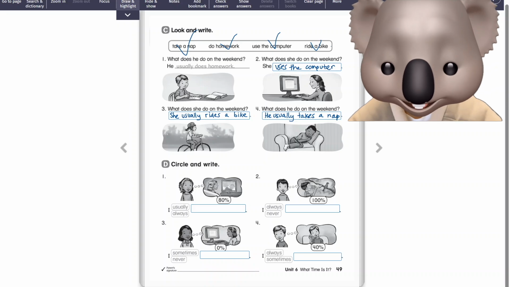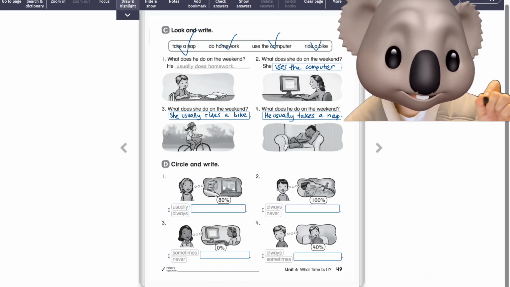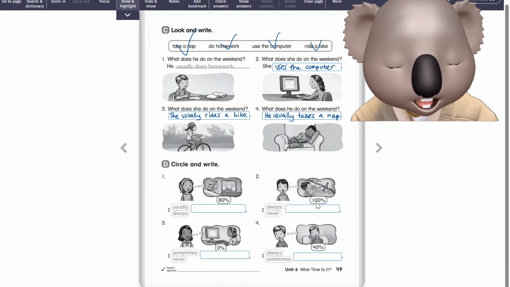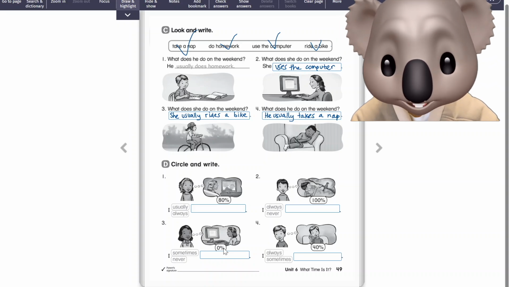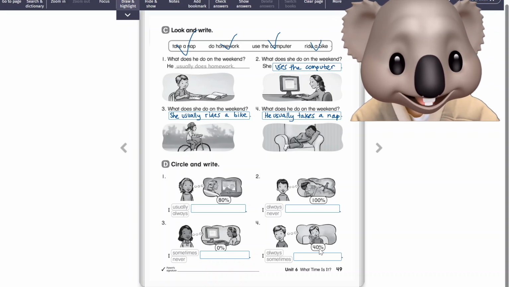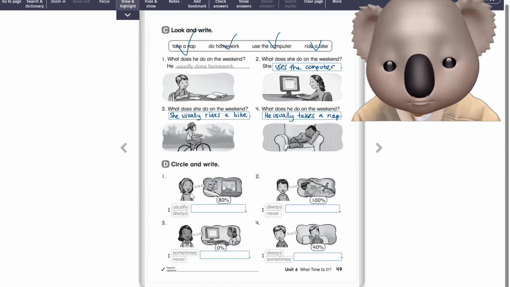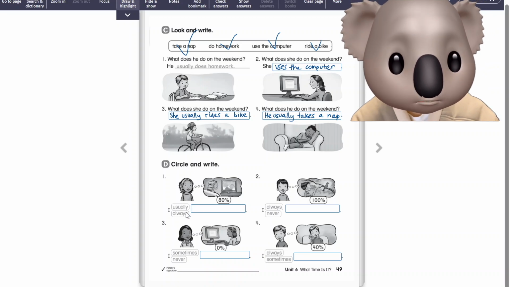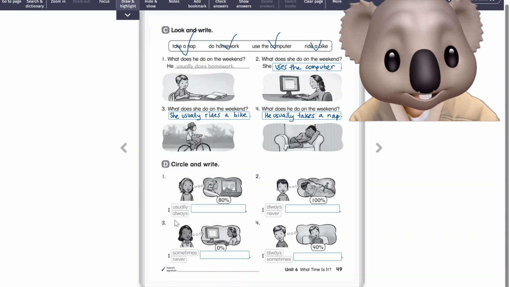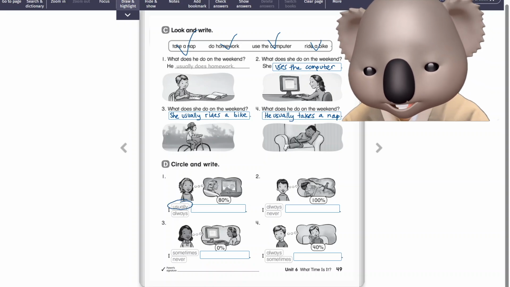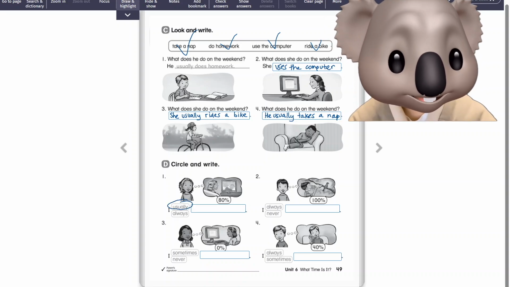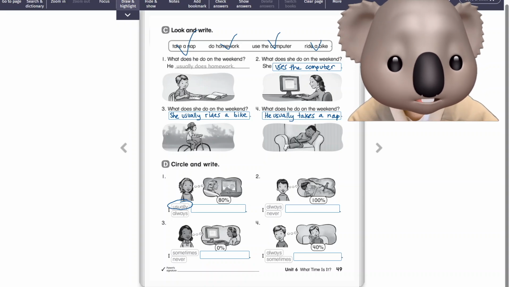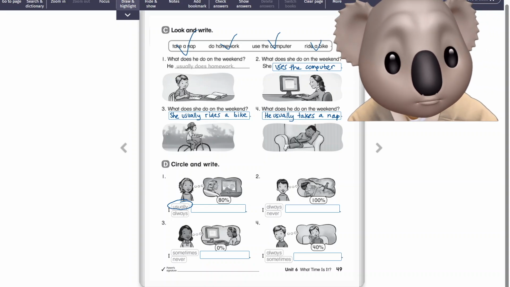Great. In part D, it says to circle and write. We'll look at the percentages again. 80%, 80%, 100%, 100%, 0%, 0%, and 40%, 40%. In number 1, she's watching TV 80%. Is it usually or always? Good. Usually. I usually watch TV. Remember, 이번에는 I로 시작하니까 S를 안 붙여도 돼요. I usually watch TV.